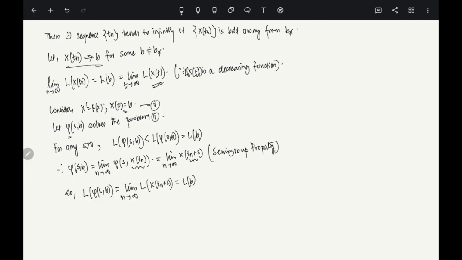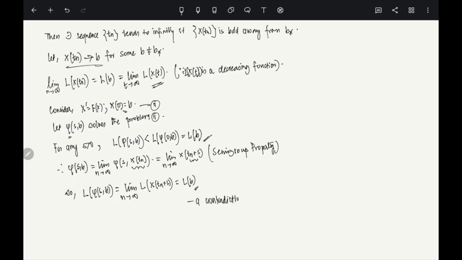Because of this, we can write it like this. Is it okay? But you see, this actually contradicts this one, right? L of phi of sb is strictly less than L of b, and here I am showing that L of phi of sb is equal to L of b. So that's a contradiction.